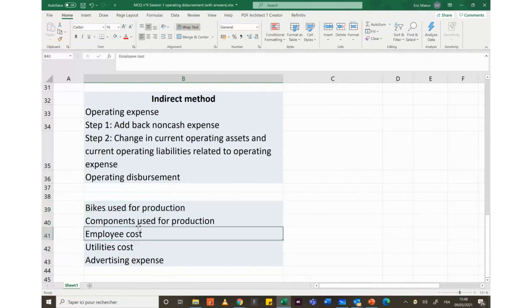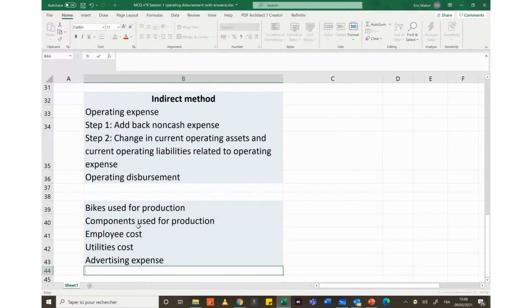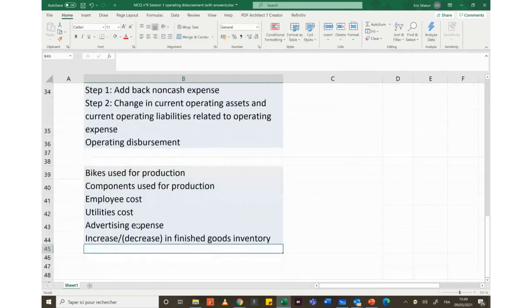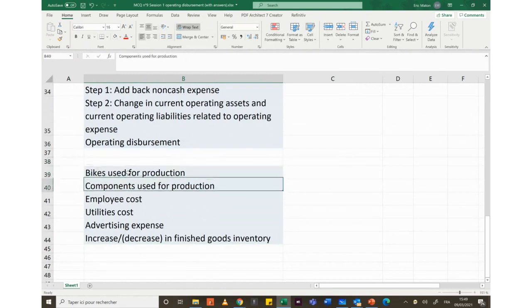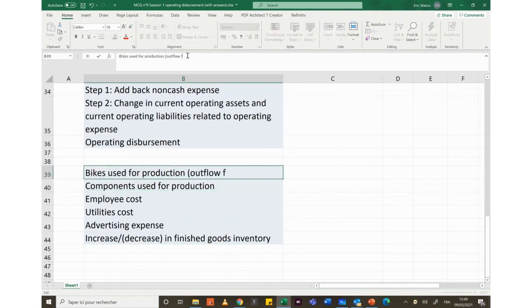So I need the increase plus increase or minus decrease in finished goods inventories. So thanks to this one, now it's in function of the sales volume. Don't forget, here is in function of the production volume. Bags used for production, components used for production, is the outflow from the bags inventory. Outflow from bags inventory.